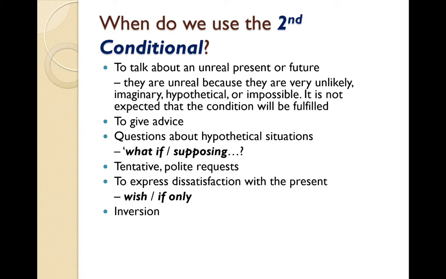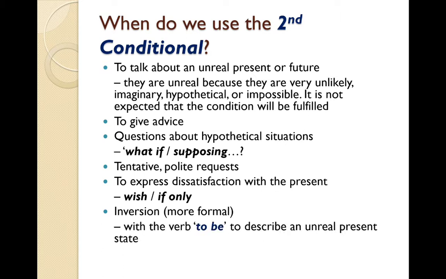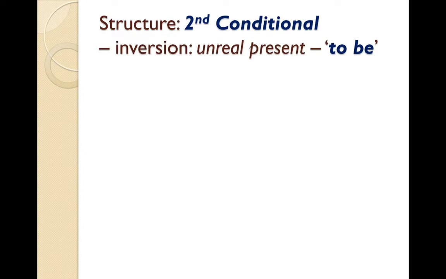If you are studying for an exam, C1 exam, for example, then you will need to know about inversion. It's a more formal form of the conditional, and there are two ways you can do it. The first is with the verb to be, to describe an unreal present state. So let's see some examples of inversion for the unreal present using the verb to be.